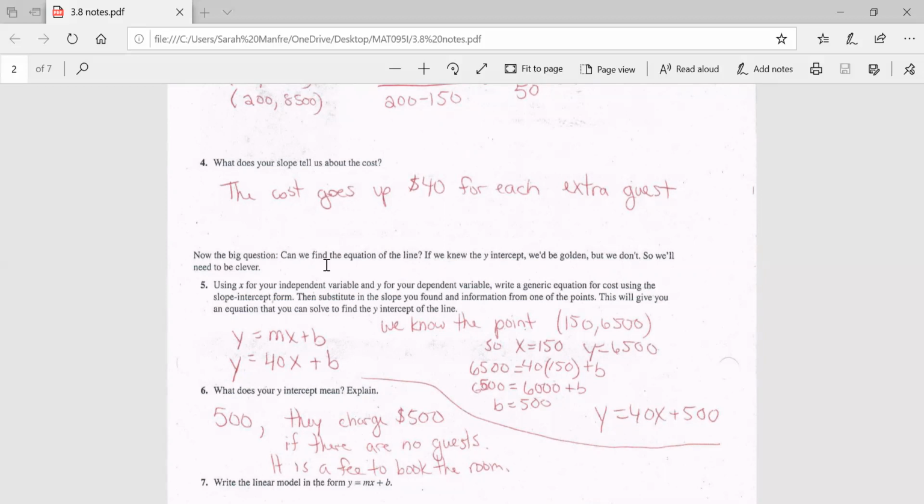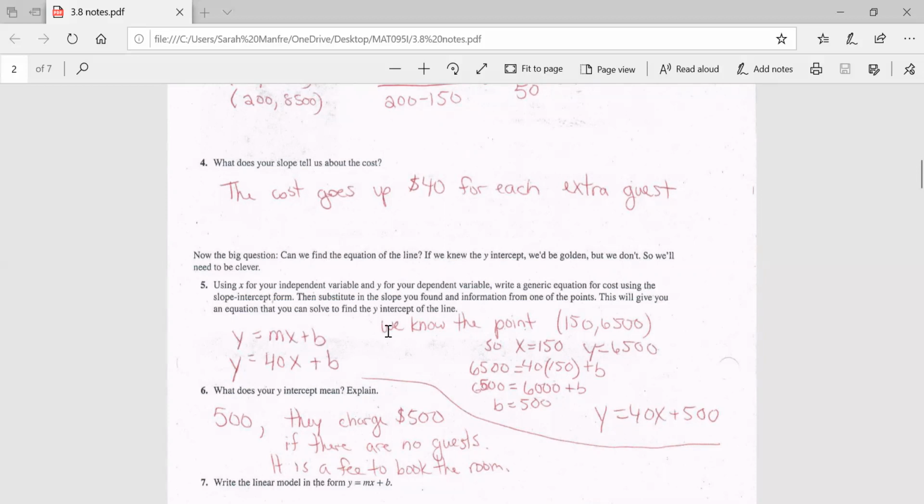So there's 2 ways that we can go about doing this. I'm going to show you the first way. We know that y equals mx plus b is slope-intercept form, and there's a couple of things that we know. The first thing we know is m. M, remember, is our slope, and I'm going to replace m with the number 40. So that gives us the equation y equals 40x plus b.